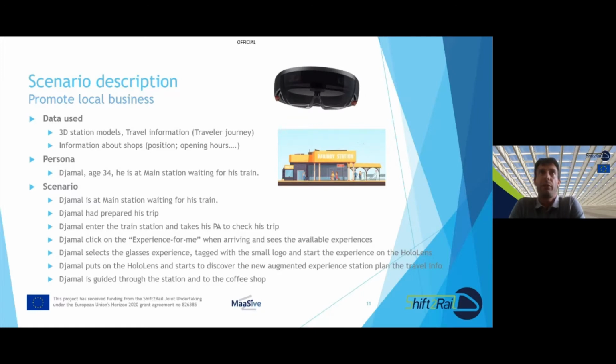We will see just after a video of the scenario, but to place a bit of context, we have imagined a persona called Jamal who is waiting for his train at Toulouse Matabiau station. He arrived at the station, had already prepared his trip, and we enter the station and look at his personal application and click on the experience for me menu to see available experiences in this station. We select a mixed reality compatible experience and put on the HoloLens glasses to be guided through the station. So we can now go to the next slide and look at the video.